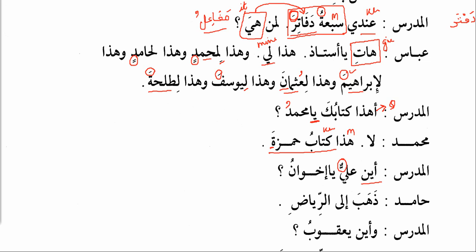And al-mudarris, aina, and this is also a questioning tool, aliyun, and this is perfectly an Arabic name, can have a tanween and kasra. Ya ikhwan, aina aliyun, where is Ali? Ya ikhwan, oh brothers. Ikhwan is the plural of akh.